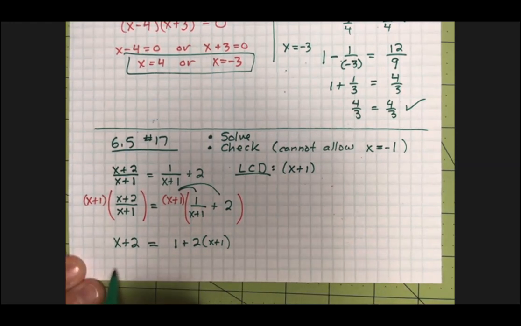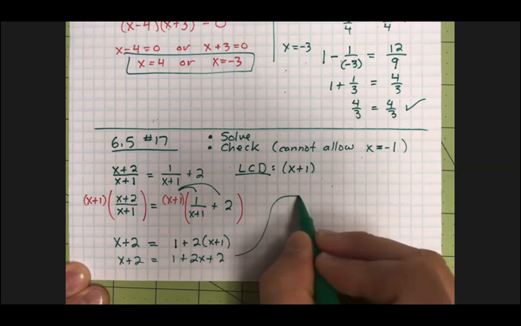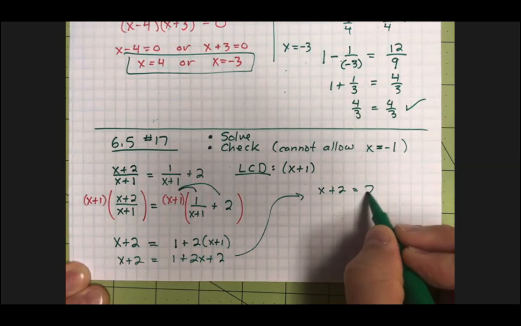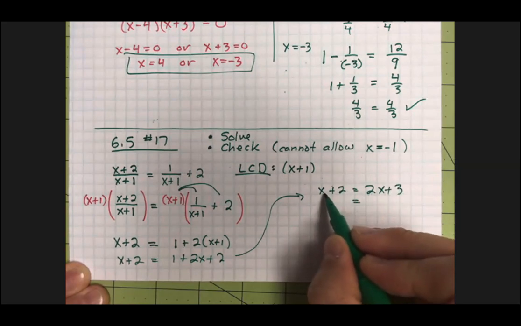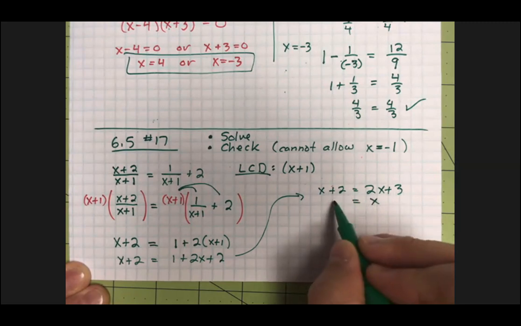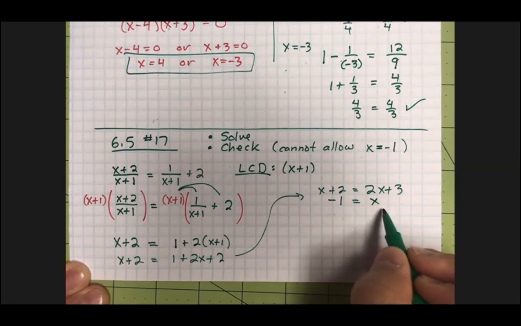Now, you're cruising along because this looks like a pretty ordinary problem. X plus 2 equals 1 plus 2x plus 2. I'm getting a little bit low, so I'm going to take it over here. X plus 2 equals 2x plus 3. I'm just carefully writing out all the steps. Let's bring the x's to the right side. Subtract x from both sides means x on the right. Subtract 3 from both sides means minus 1 on the left. There's my answer.